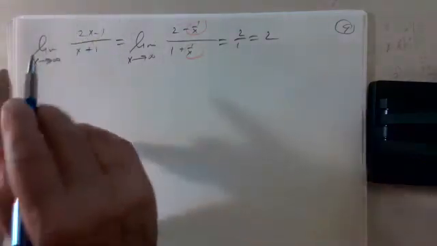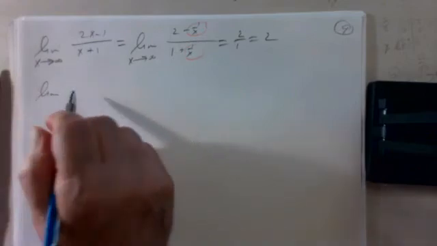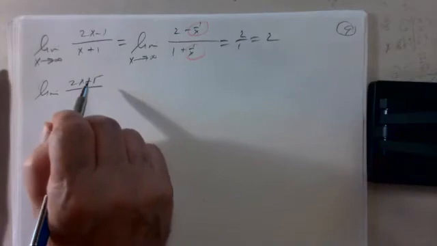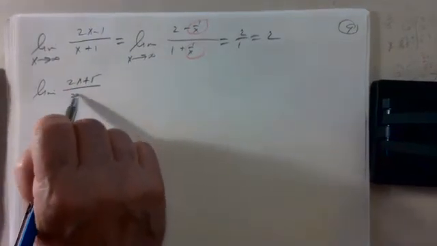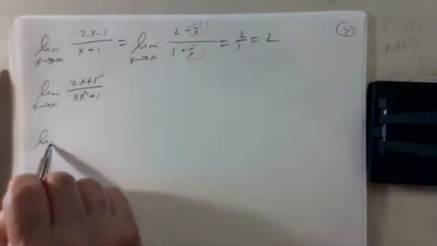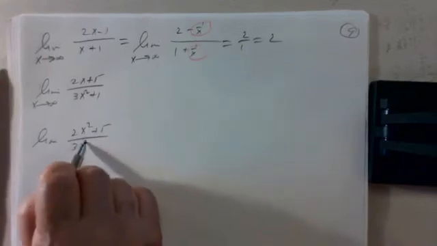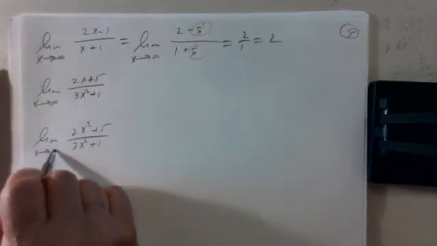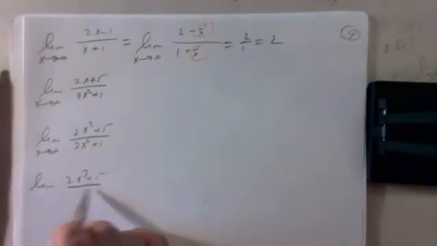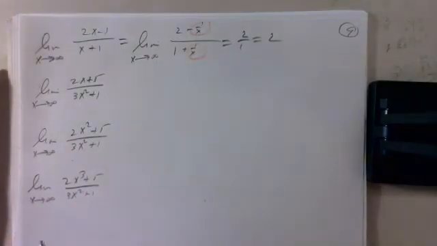This is a very useful technique. Let's look at three more examples. Suppose we look at the limit of 2x plus 5 over 3x squared plus 1 as x goes to infinity. The limit of 2x squared plus 5 over 3x squared plus 1 as x goes to infinity. The limit of 2x cubed plus 5 over 3x squared plus 1 as x goes to infinity.